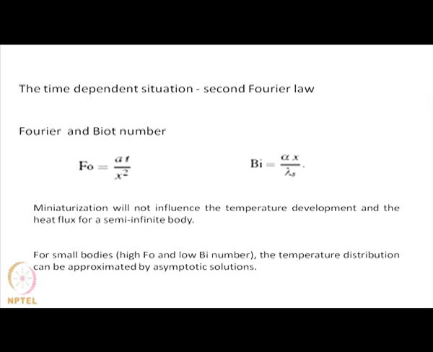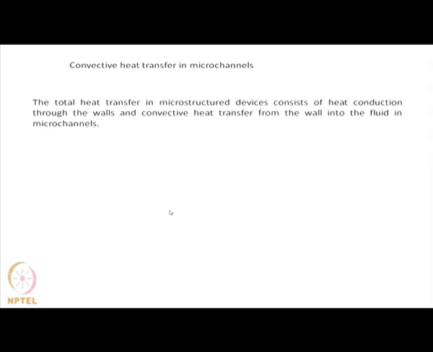So, the two numbers of relevance here are the Fourier number, which is alpha t by x square, where alpha is the thermal diffusivity, t is the time, x is the length scale, and the Biot number, as I have already explained. So, the Fourier number tells us how fast a temperature front will penetrate into a solid, whereas the Biot number would tell us how the temperature of a solid is changing. So, these two are important parameters, the time dependent important parameters in the second Fourier law.